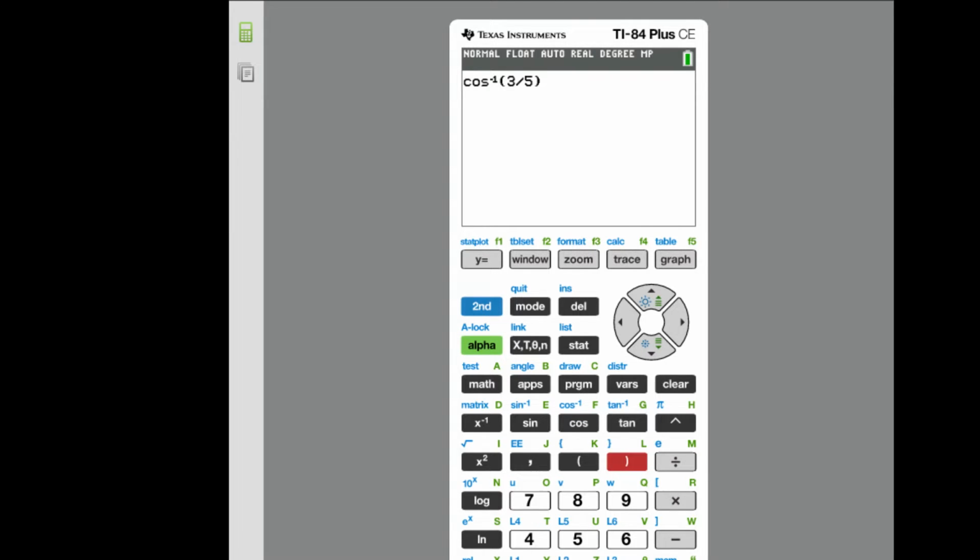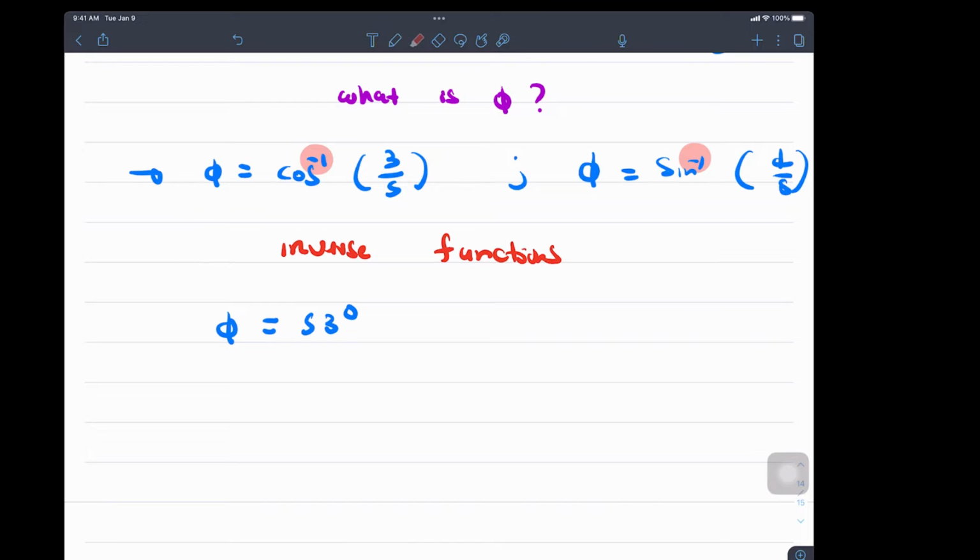3/5. What do you guys get for phi? This is 35 or 53 what? Degrees. Sorry. Okay, so here's what I want to ask you guys. Since you know this is in quadrant 1, what's the deal? This is quadrant 1. That's the angle. I don't have to check sine because what's the deal? If they're both positive, they're in quadrant 1, and 53 degrees is in quadrant 1.